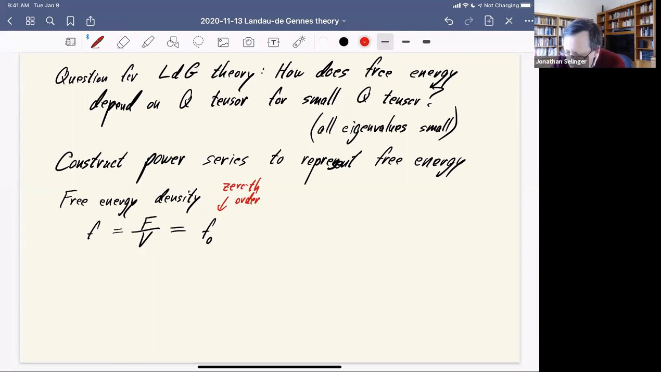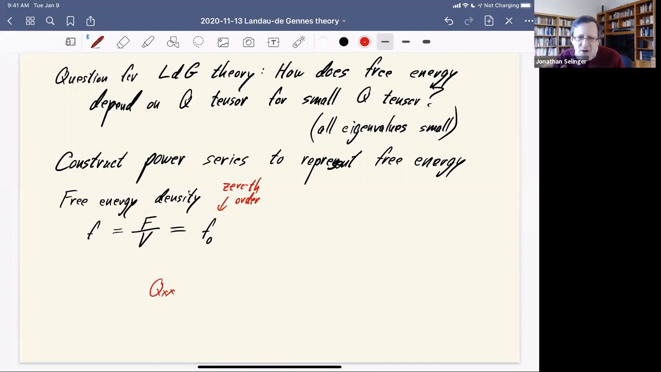Okay, how about first order? What can we write down that is first order, that is linear in the Q tensor? Well, what could we say, right? We want something that is linear in the Q tensor. So I'll write some guesses down here in red, okay? Could I just say something proportional to QXX?